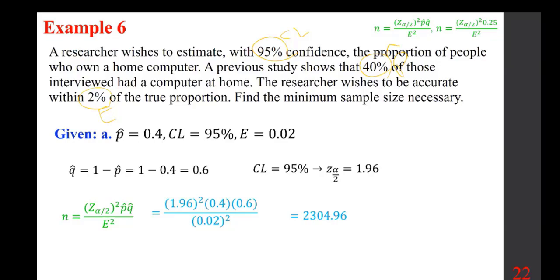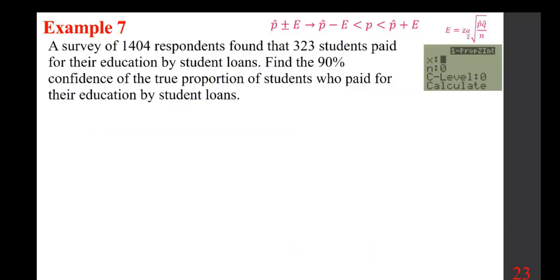Round up. A survey of 1,404 respondents found that 323 students paid for their education by student loans. Find the 90% confidence interval of the true proportion of students who paid for their education by student loans. We are reading the question, and we need to figure out what is given. If we can figure this out, we are practically done.